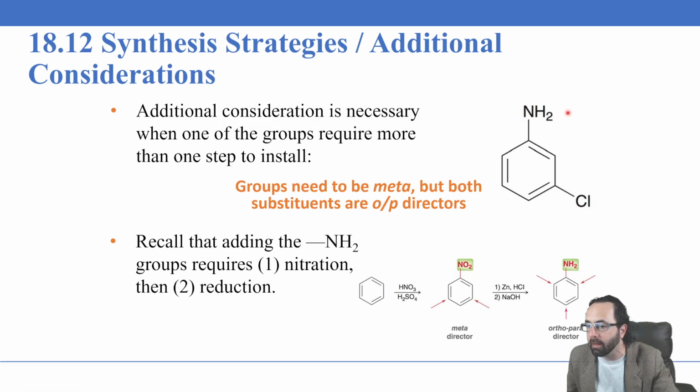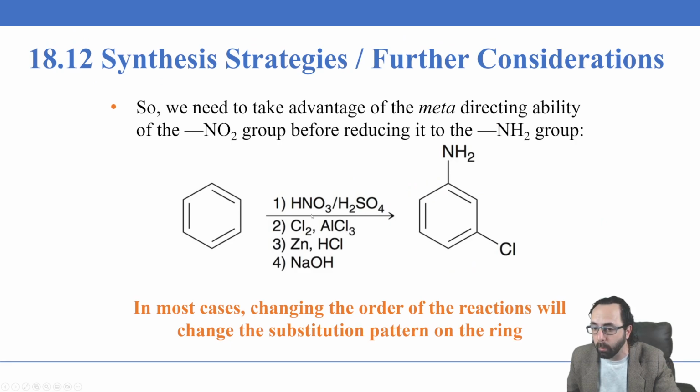So what we can do to get this product is start by using nitric acid along with sulfuric acid to install the nitro group, which is a deactivator and a meta-director. We can then install the chloro group before we reduce it. If we reduce this first, it's going to be an ortho-para director, but we want the chlorine at the meta position. So we should install the chloro group first, and then reduce to the amine.